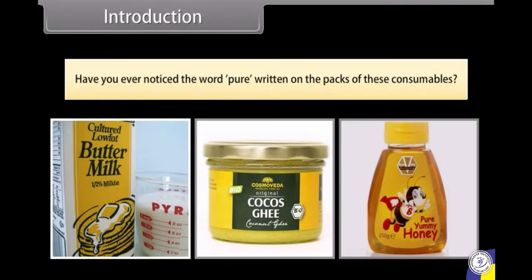Have you ever noticed the word pure written on the packs of these consumables?